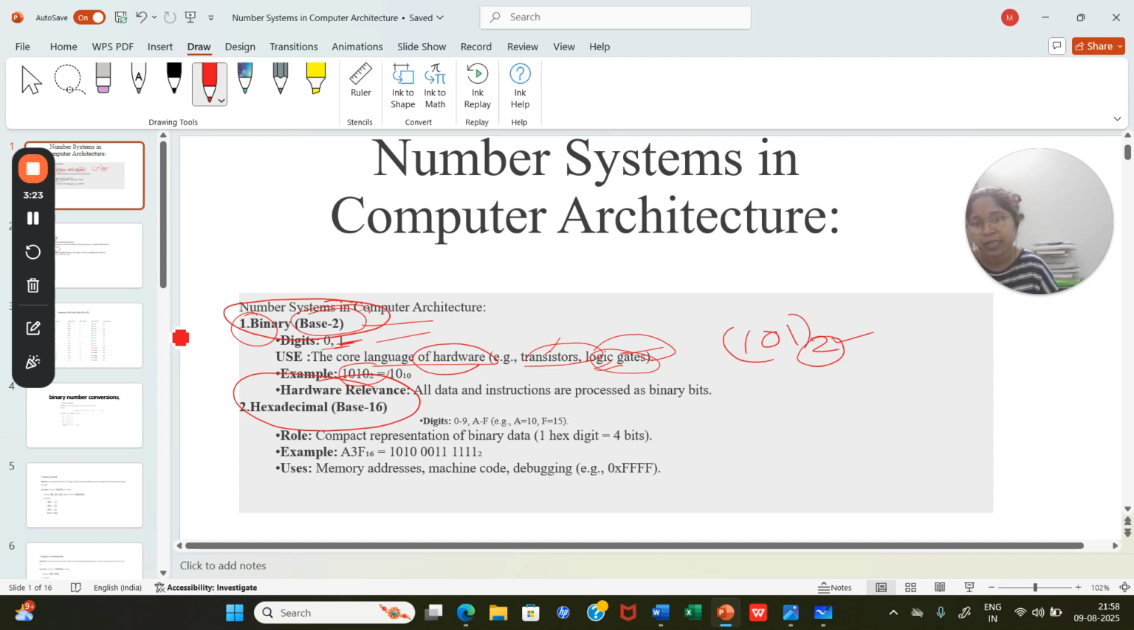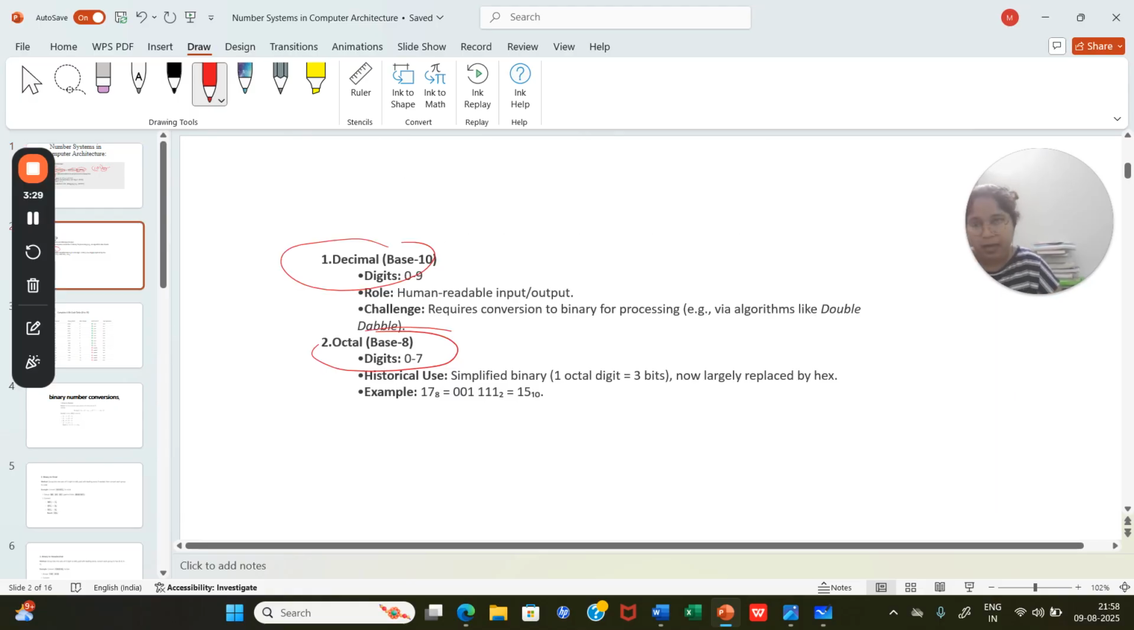Next, we are going to take hexadecimal. Before hexadecimal, first we will take the decimal numbers. Decimal numbers start from 0 and end with 9. There are a total of 10 digits in decimal. We call decimal numbers the human-readable input and output. Whatever numbers we use are between 0 and 9. From 0 to 9 only we make numbers.